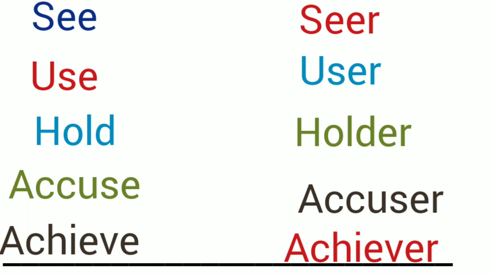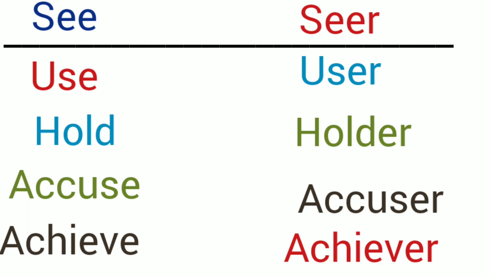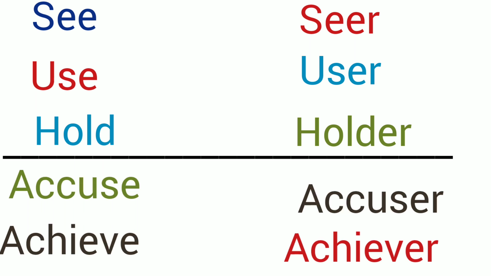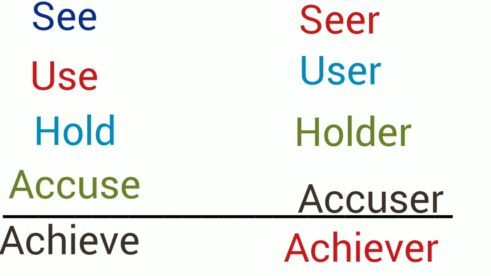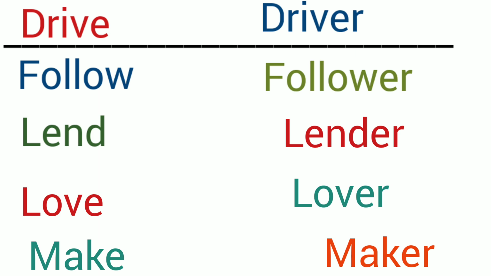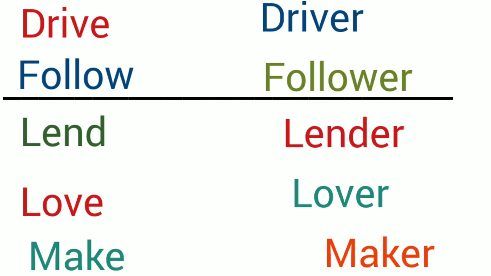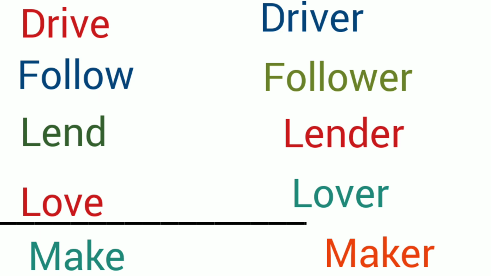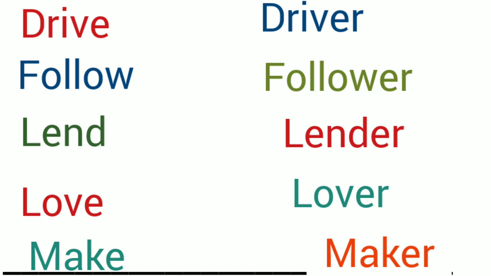Okay, so we have a seer does what? Sees. A user does what? Uses. A holder holds. An accuser accuses. An achiever achieves. Do we understand? Let's still see the fifth section. We have a driver drives, a follower follows, a lender lends, a lover loves, a maker makes.